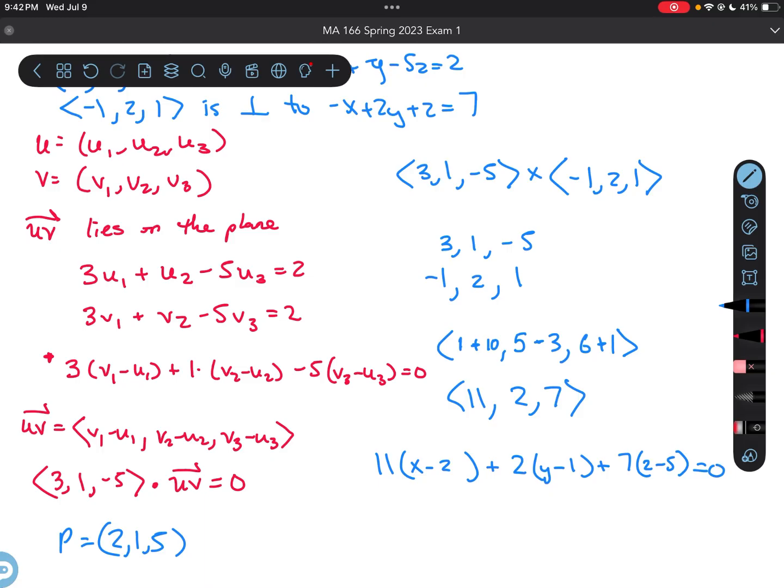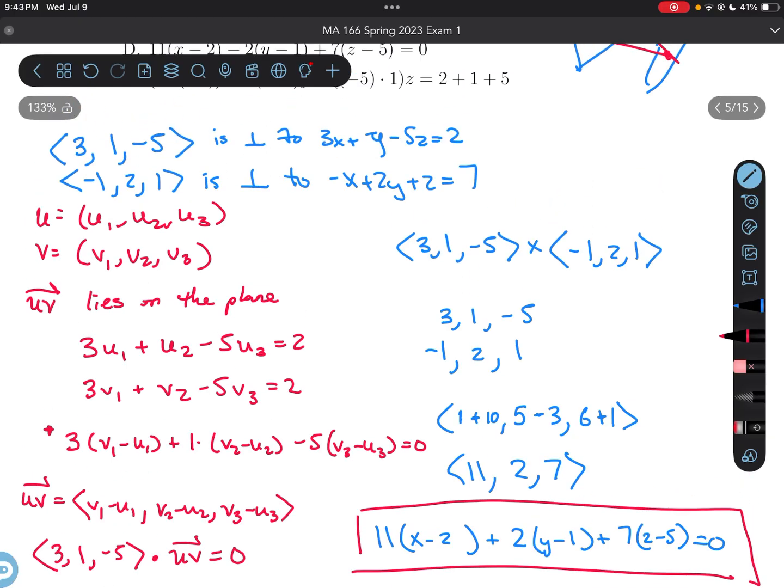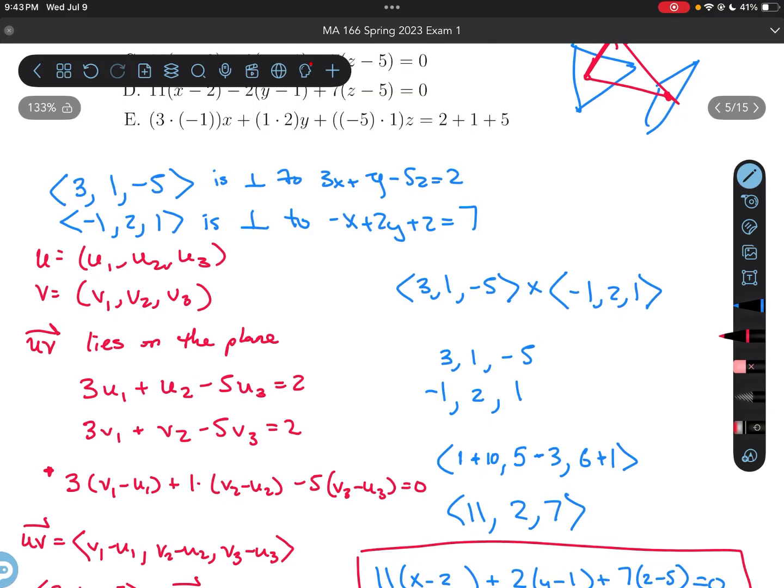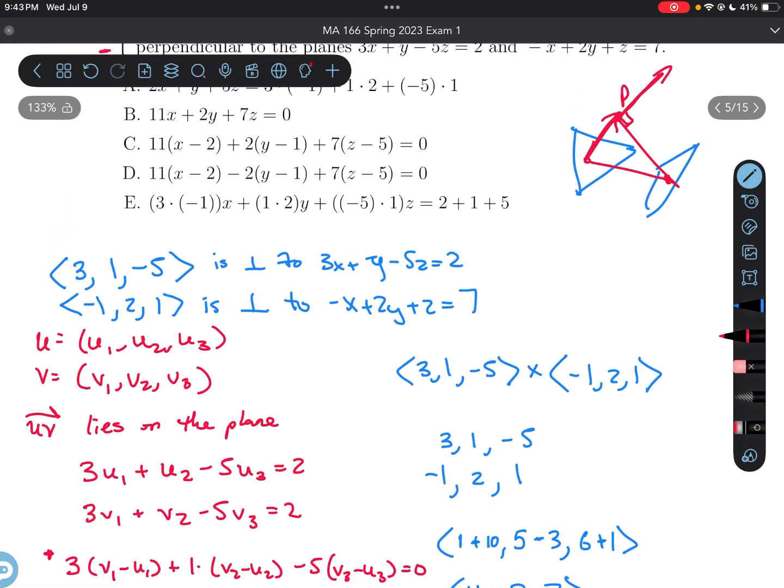Just to clarify, we use the same fact that I proved over here, that the perpendicular vector to a plane can be given by the coefficients of the x, y, and z terms. That's why I put 11, 2, and 7 on the outside of each of these parentheses. So this is the final answer, and that means the answer to question number 3 is C.